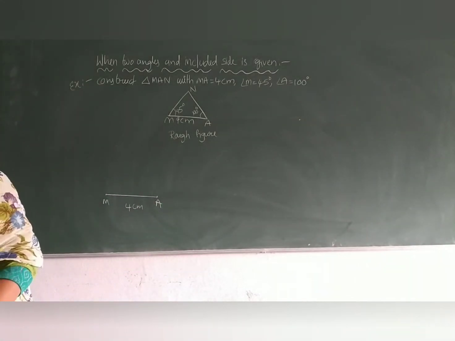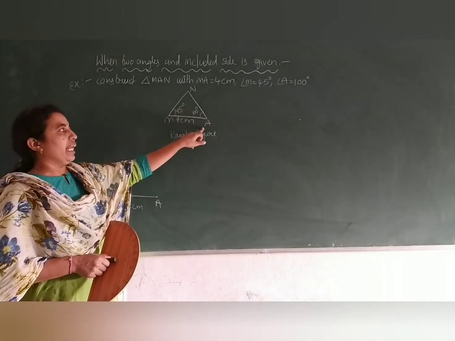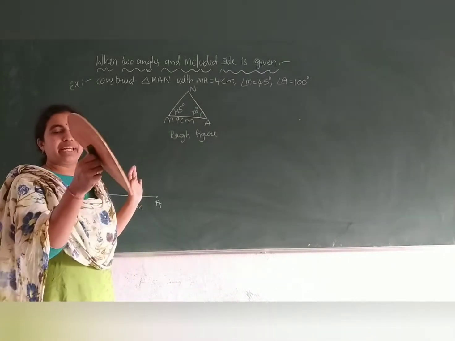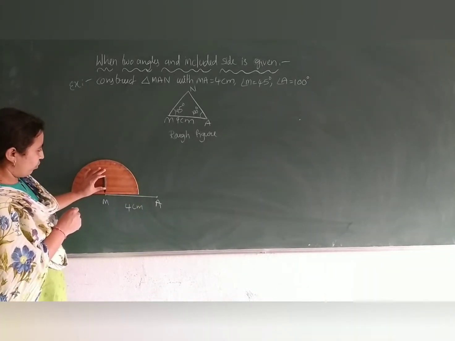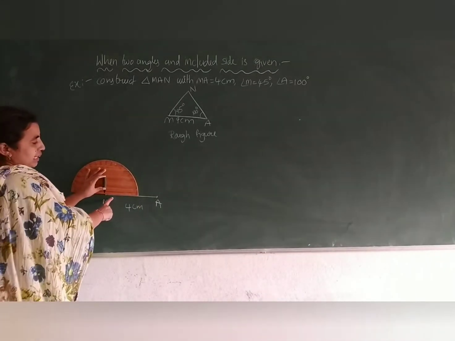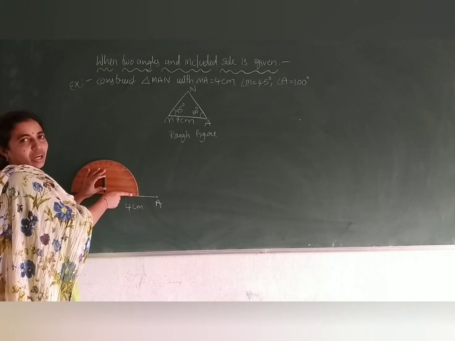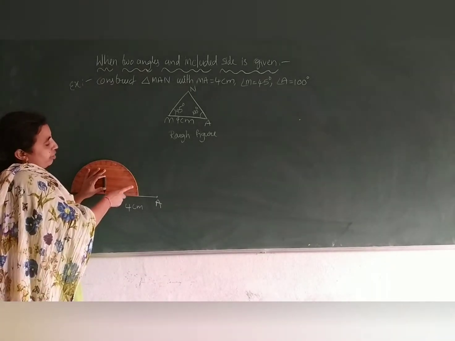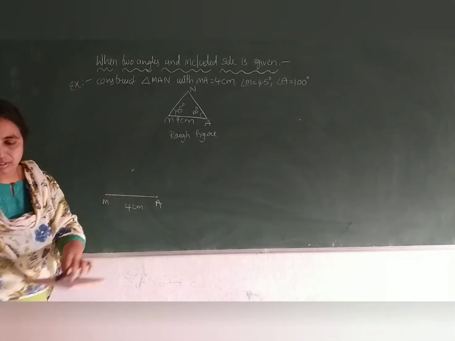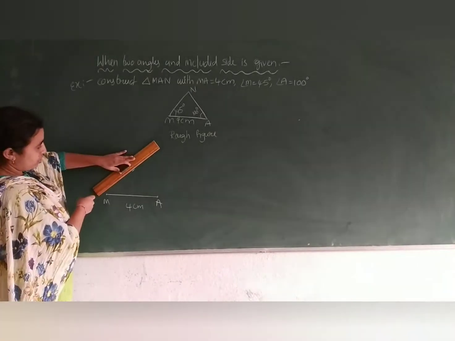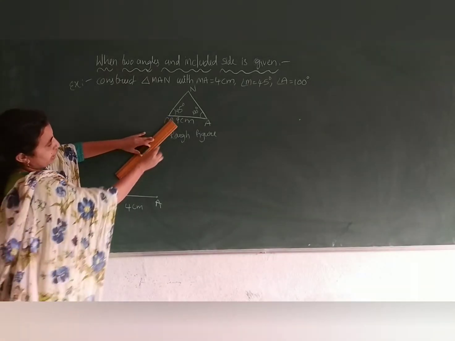Next, we have given angles here. M is 45 and A is 100 degrees. So now take your protractor and keep your protractor at M first. What is the angle? See, this line is on the right side, so right side 0 you have to consider. From that 0 you should count. Okay. 0, 10, 20, 30, 40 and 45. See this? Join it and extend it.